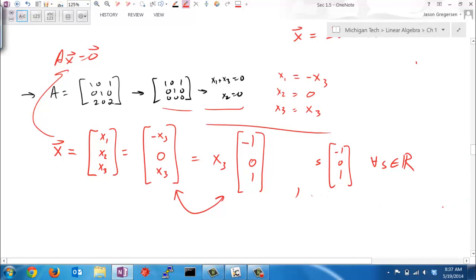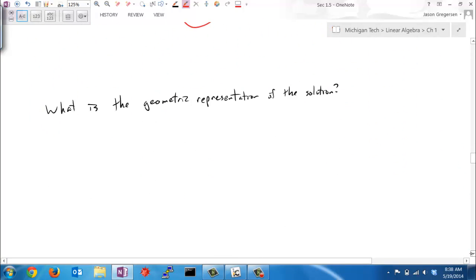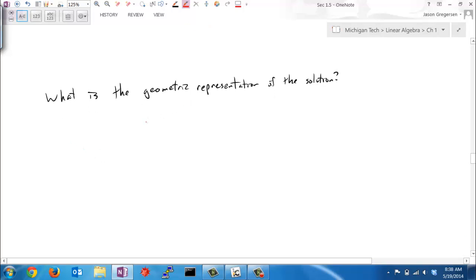Okay, so now what is this solution? I said it's a number times a vector. What is that graphically? What does my solution look like if you plotted it? It would look like a line, absolutely. So what is the geometric representation of the solution? It's a line. Why is it a line? How do we know it's a line?